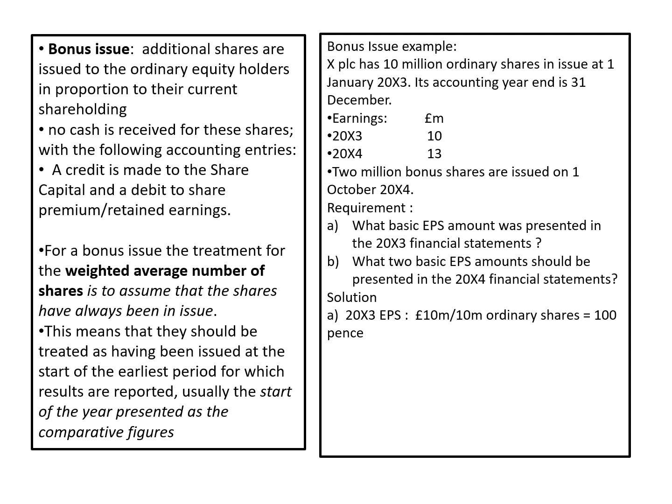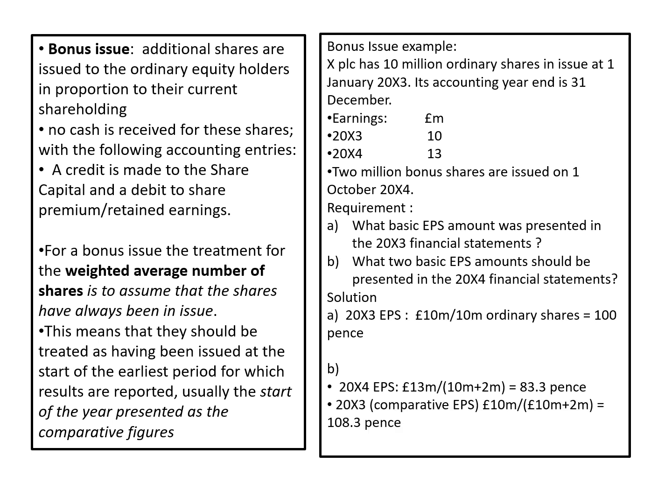Now, in 20X4, you will have to calculate two basic EPS. One is for the comparative figure, which is 20X3, and one for 20X4. So, for 20X4, the EPS is the 13 million profit for the year, but because there was a bonus issue, the total number of shares is 10 plus 2 to give us 12 million, and that gives us 83.3 pence.